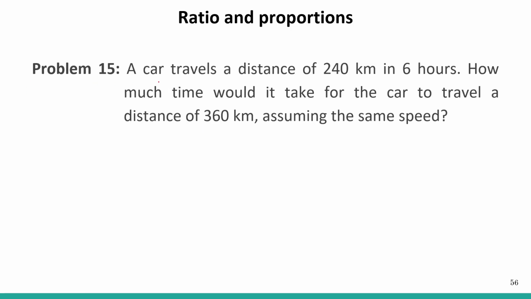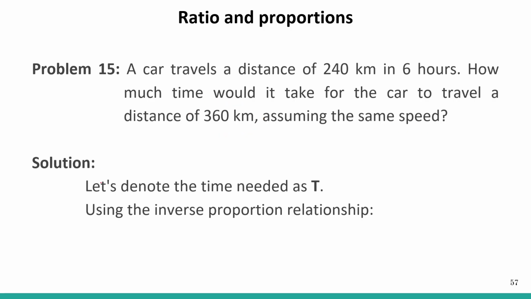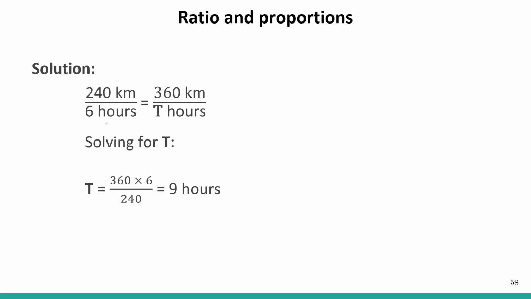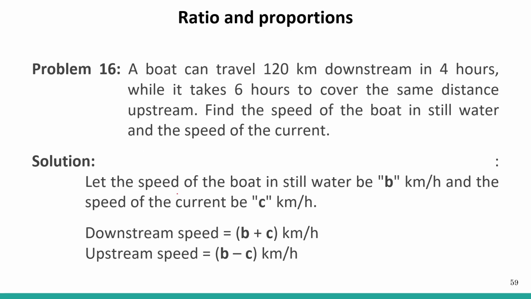Okay. So problem number 15. A car travels a distance of 240 km in 6 hours. How much time would it take for the car to travel a distance of 360 km, assuming the same speed? Let's denote the time as t. Using the inverse proportion relationship, what we can evaluate is 240 km by 6 hours is equal to 360 km by t hours. Solving for t, t is equal to 360 into 6 by 240, which is equal to 9 hours.